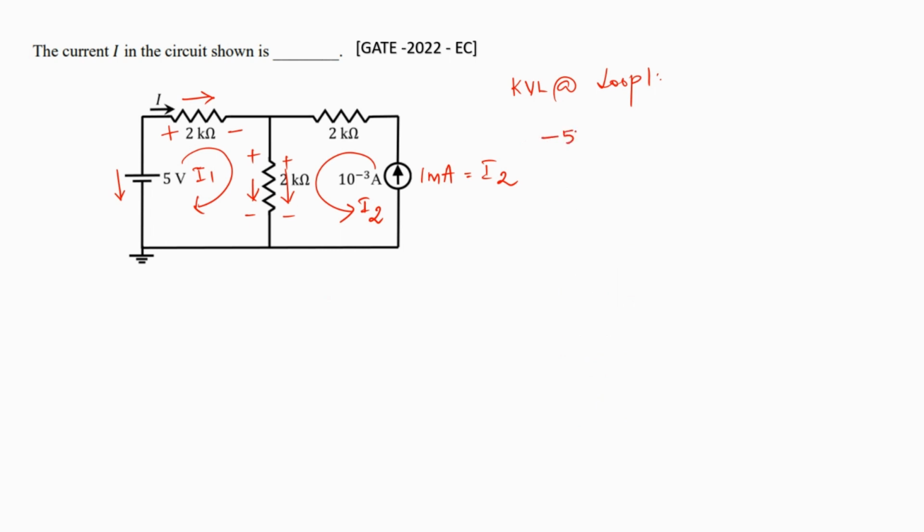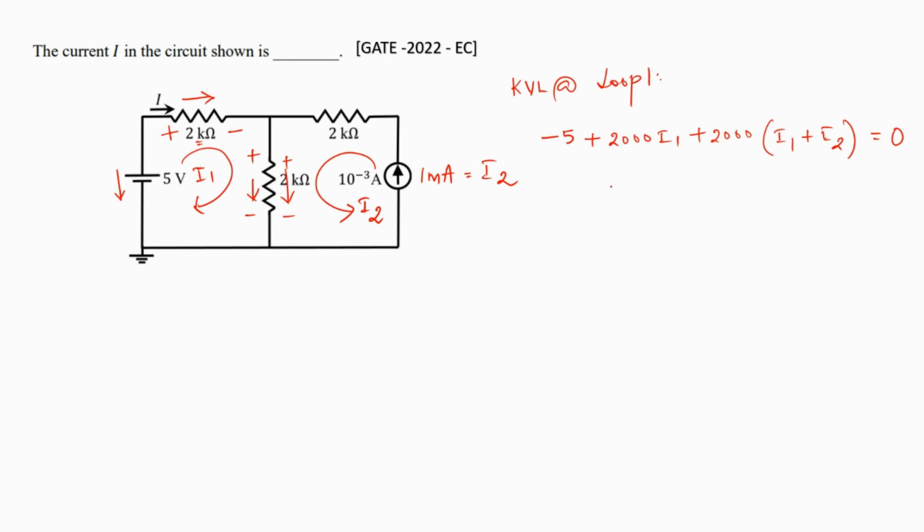So we'll say minus 5 plus 2000 I1. Why 2000? Because this is 2 kilo ohms, so I've expanded the kilo as 10 to the power 3. Plus, let's look at this 2 kilo ohm resistor: 2000 into, there are two currents going into it, I1 plus I2. So I1 plus I2 is equal to 0. Here we know that I1 is I and I2 is going to be 1 milliamp.